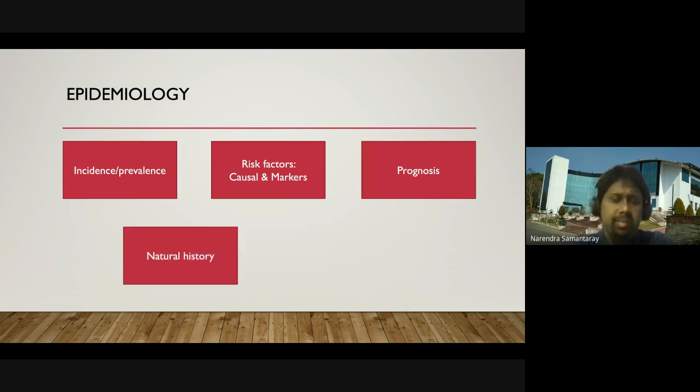Natural history. One of the objectives of epidemiology is studying natural history. Say, for example, I don't want to do any kind of incidence, prevalence, or risk factor study, but simply I want to know the clinical picture of a certain disease, how it manifests in due course of time, how it happens. So that's a natural history.